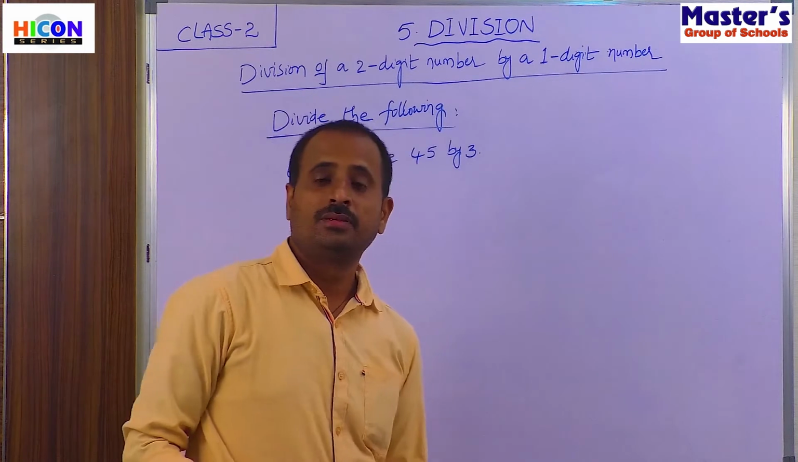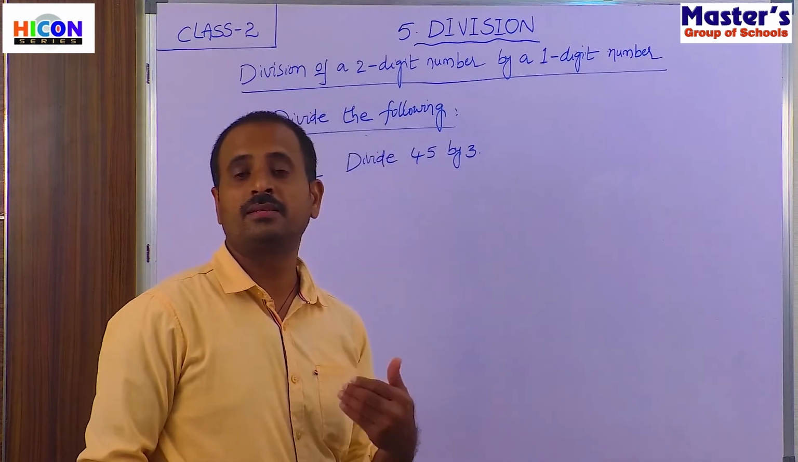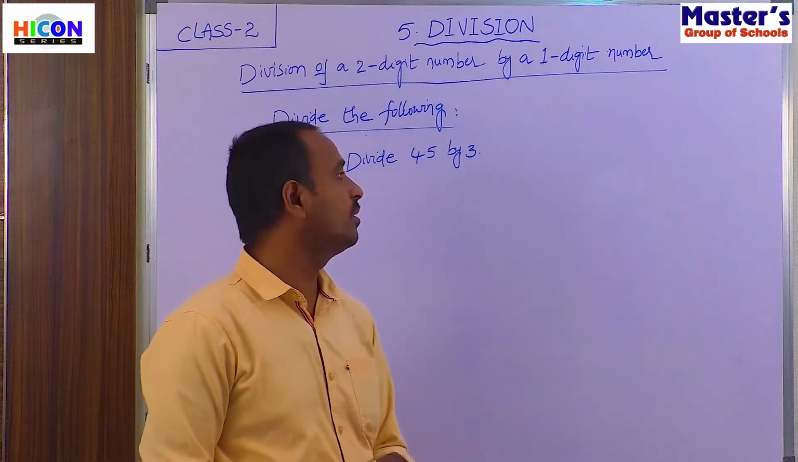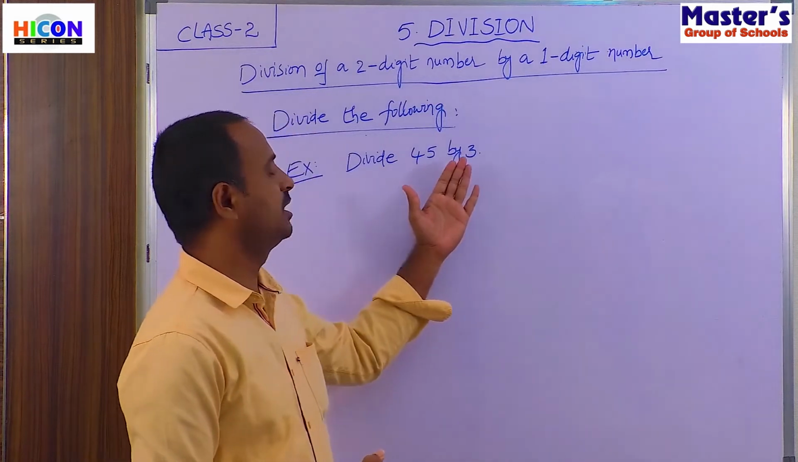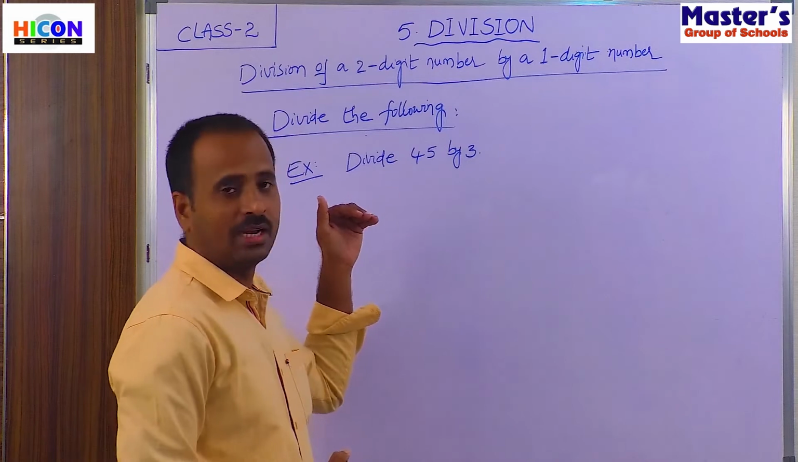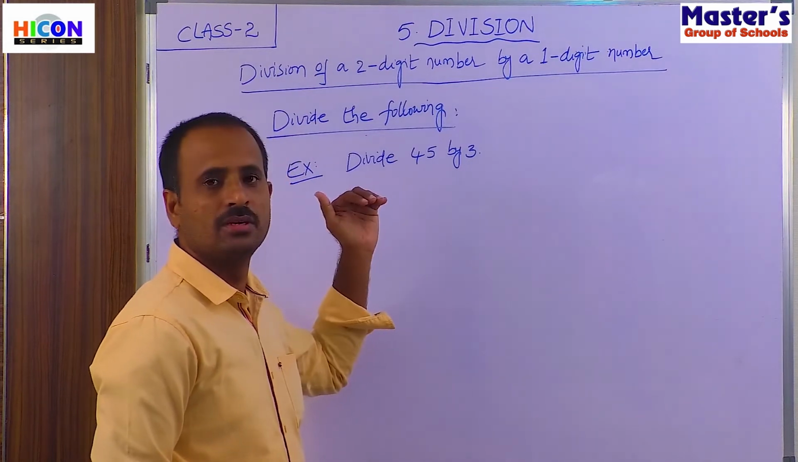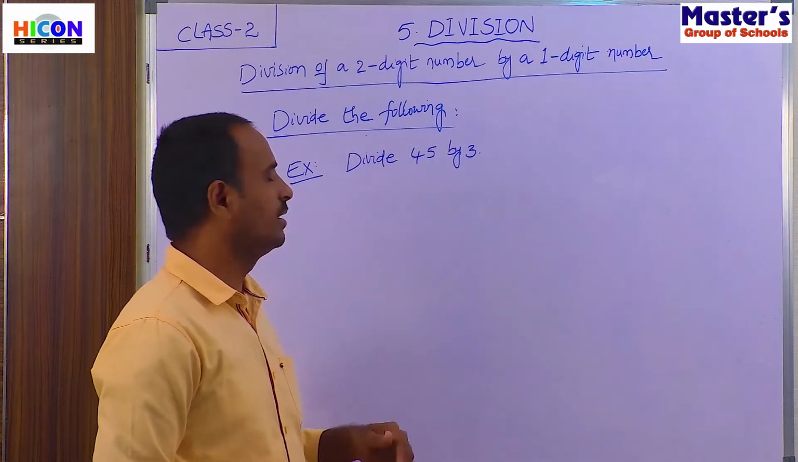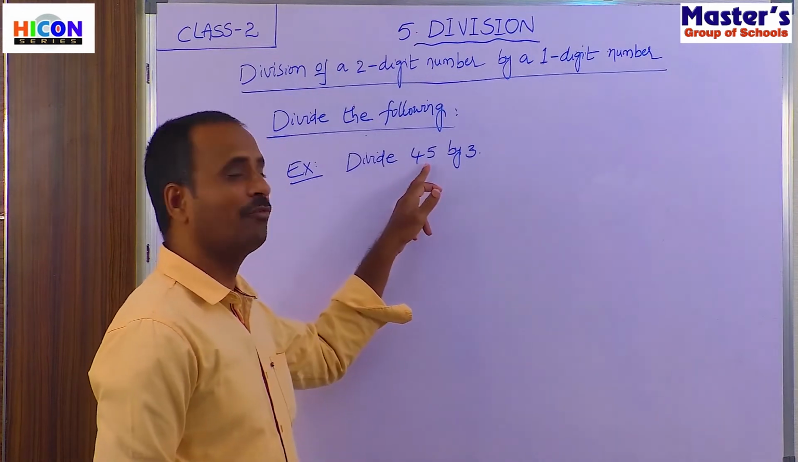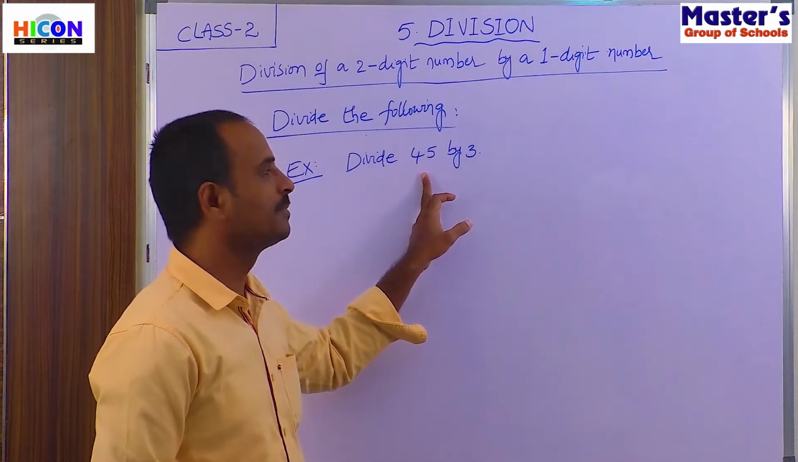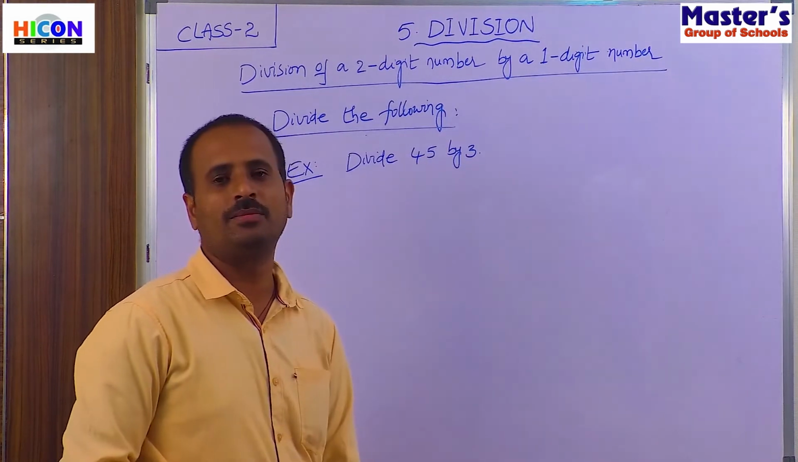So children, let us see one more example of the division of a 2-digit number by a 1-digit number. This is another model in these divisions. So let us see the example. Here we have to divide 45 by 3. Here 45 is a 2-digit number and 3 is a 1-digit number.